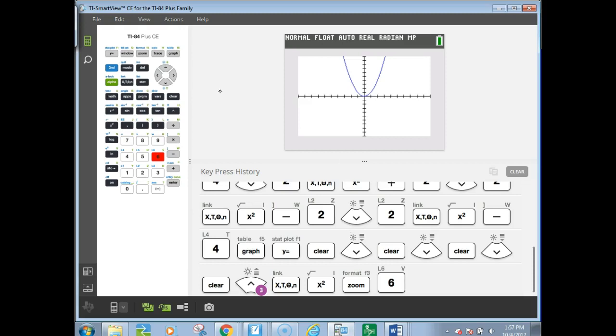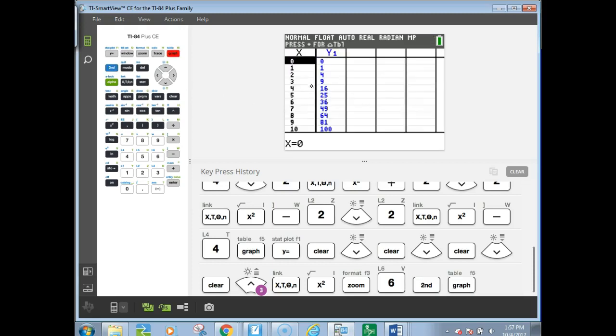Okay, so this is your basic parabola. It has symmetry. See this? There's two sides that are equal. The y-axis is cutting that parabola in half. So you can go to the table, hit second, and graph. And the table will be there with point values in it, which you can scroll up and down using your toggle switch on the right-hand side of your calculator.